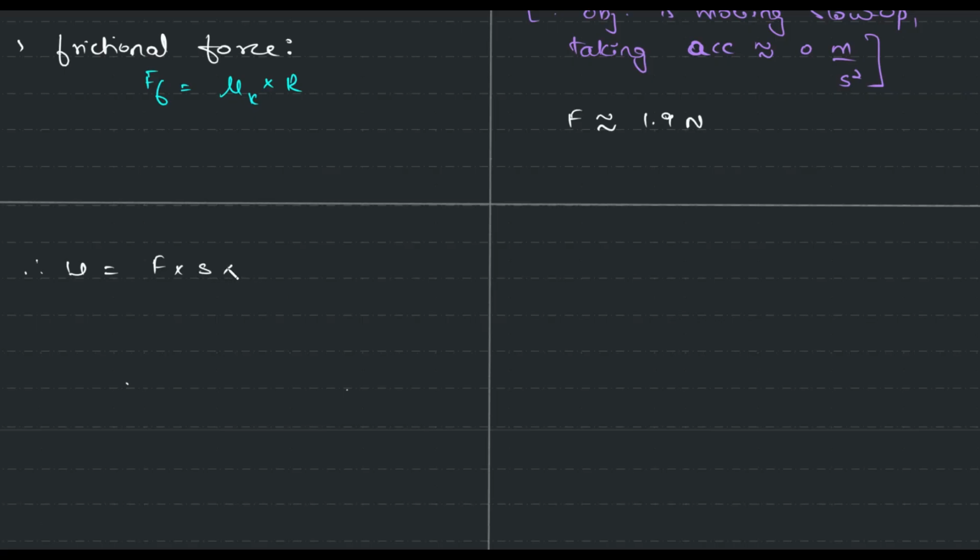displacement times cos theta. Here theta is 0 as force is along the displacement, force is parallel to the slope. So this is nothing but 1.9 times 10. So approximately, everything is approximate actually, 19 joules.